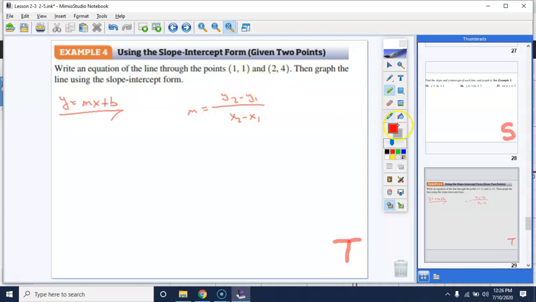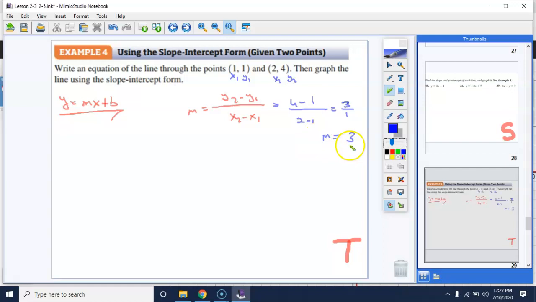So I have two ordered pairs. Let's find the slope. This one should be x1, y1, and this one should be x2, y2. So y2 minus y1, 4 minus 1, divided by x2 minus x1, 2 minus 1. So it should be 3 over 1, which is 3. So my slope is 3, right?